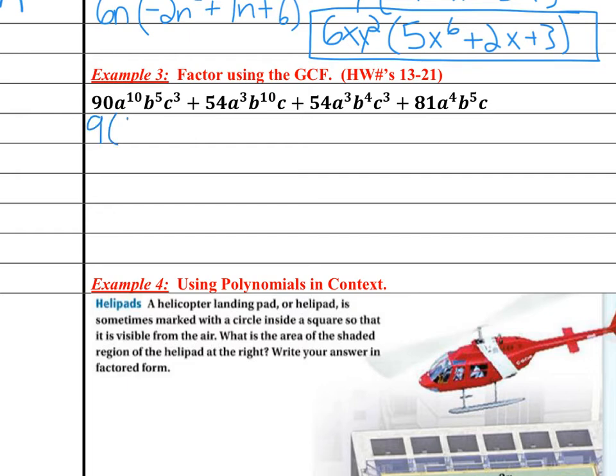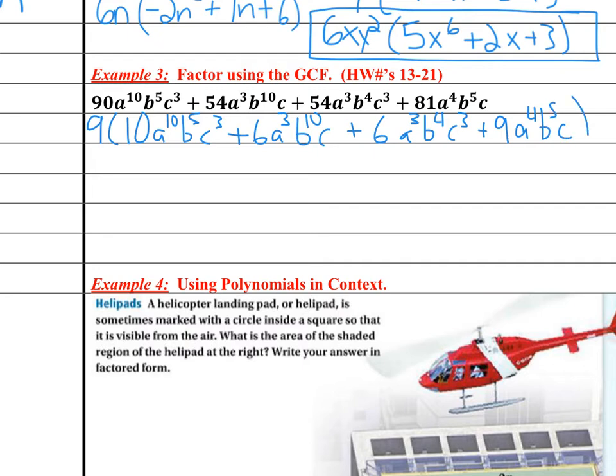I would have 10A^10 B^5 C^3. Then I'd have 6A^3 B^10 C. Not changing any of the letters, just the number. 6A^3 B^4 C^3, and 9A^4 B^5 C.